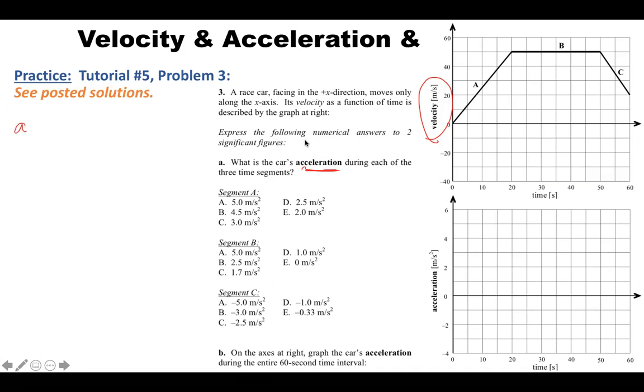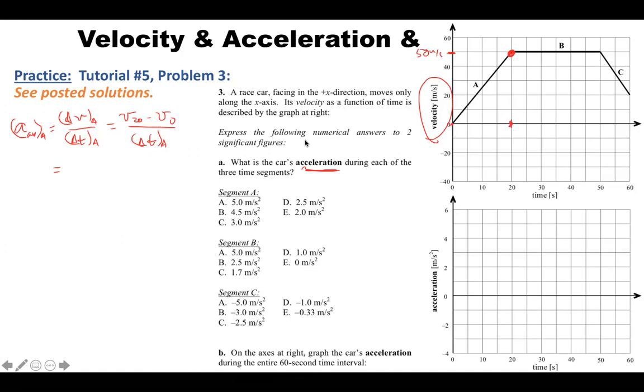Average acceleration over time interval A is equal to the change in velocity over time interval A divided by the time of time interval A. So time interval A is 0 to 20 seconds. So that's going to be the velocity at 20 seconds minus the velocity at 0, divided by the amount of time that elapses.